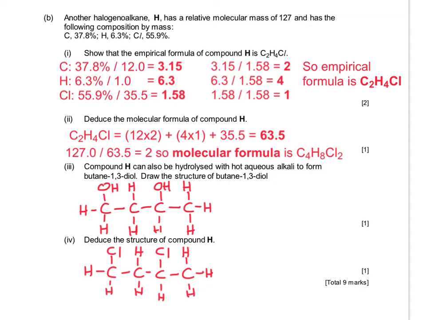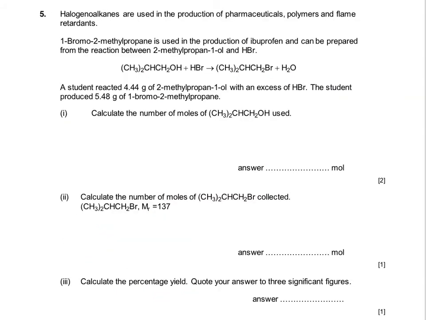So you have something looking like that. Okay, so let's move on to question number 5. So here it says halogenoalkanes or haloalkanes are used in the production of pharmaceuticals, polymers, and flame retardants. And it gives you one example, a slightly more complex sounding one here, 1-bromo-2-methylpropane, so a branched bromoalkane. It's used in the production of ibuprofen, a painkiller, and can be prepared from a reaction between 2-methylpropan-1-ol and HBr. This time it's a calculation one.